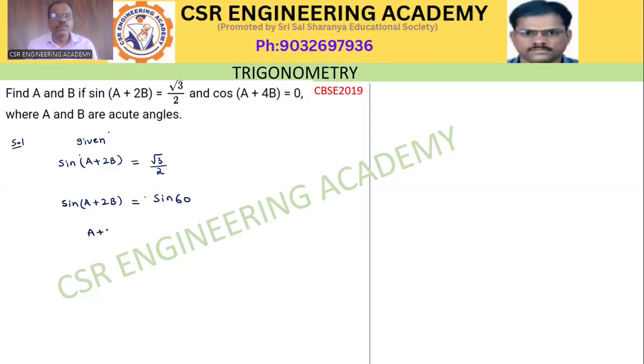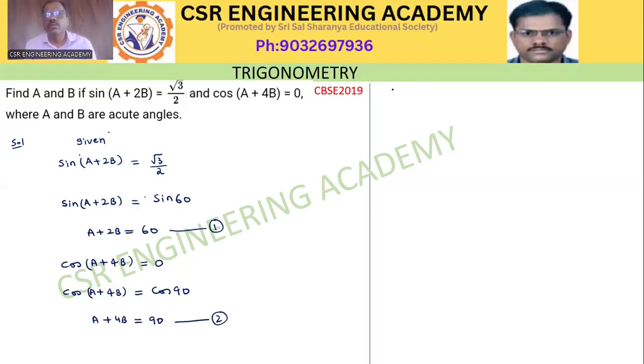A plus 2B is equal to 60. Equation 1. Cos of A plus 4B is equal to 0. Cos of A plus 4B is equal to cos 90, since cos 90 is equal to 0. A plus 4B is equal to 90. Equation 2. Now solve 1 and 2.